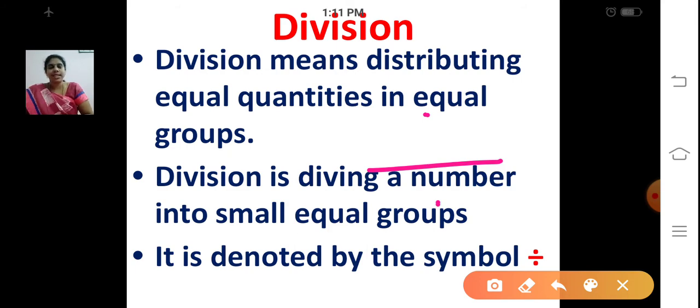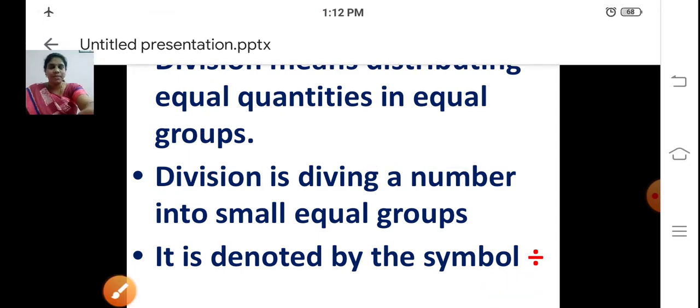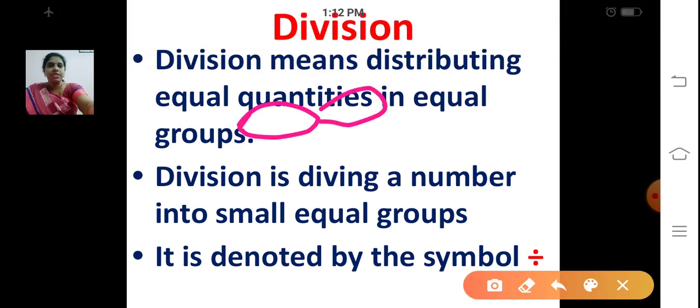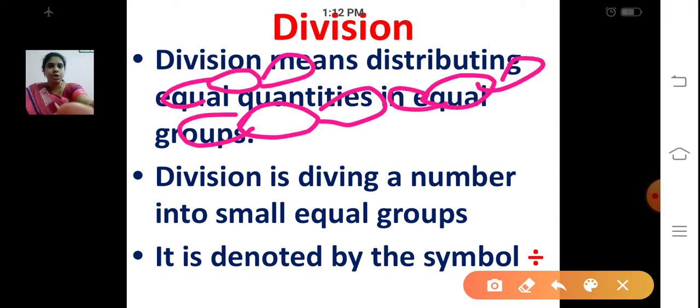So just consider I'm having 4 chocolates now. How many chocolates? I'm having 4 chocolates in my hand. How will I give them to 2 children? First, how many chocolates do I have? 4 chocolates. 1, 2, 3, 4 chocolates. Now how will I give them to 2 children?